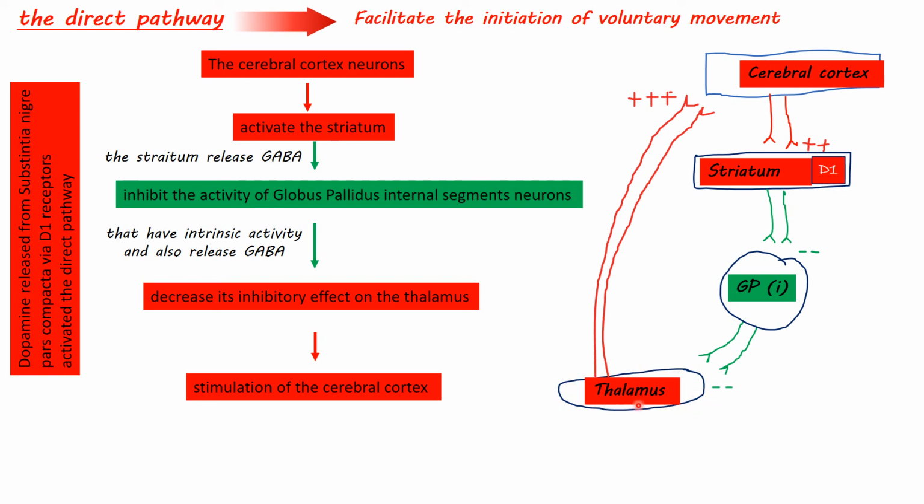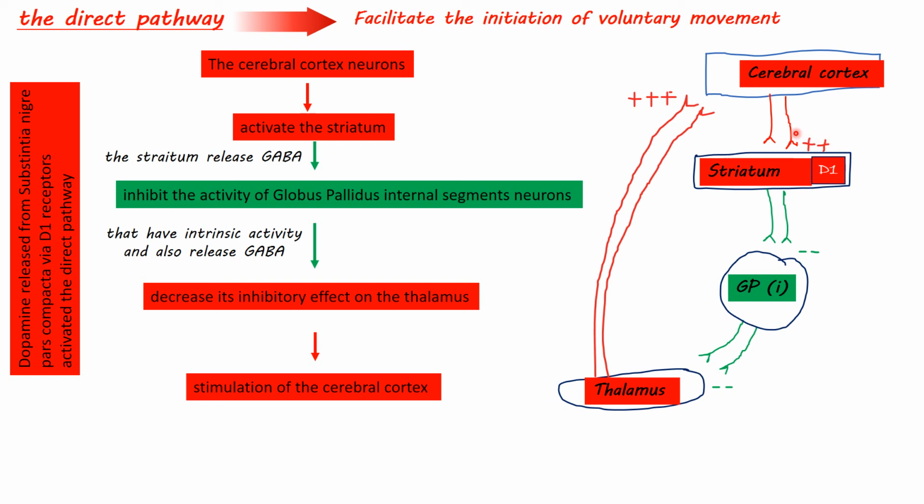This means the thalamus will be stimulated, and the stimulation or disinhibition of the thalamus will be associated with stimulation of the cerebral cortex. The stimulation of the cerebral cortex will produce the initiation of the voluntary movement. And if we look to the action of dopamine, dopamine usually binds with dopaminergic subtype 1 receptors. This means that it will facilitate the action of glutamate, it will activate the direct pathway.